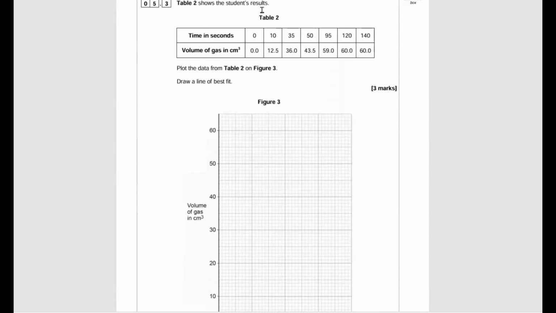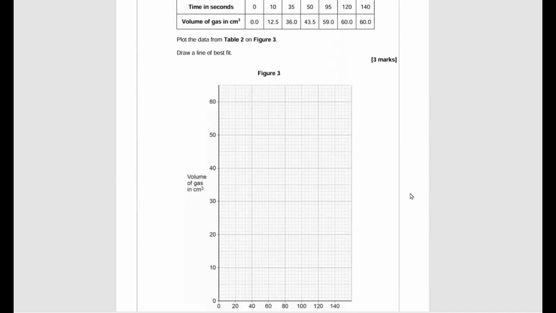5.3, table 2 shows the students' results. We've got the time in seconds, and we've got the volume of gas being given off. Plot the data from table 2 on here. Draw the line of best fit, 3 marks. You're getting 2 marks for the plots. You're allowed 1 error, and you can still get the 2 marks with 1 error. As long as the error is only one of these baby squares out from where the plot should be, they'll let you have that. All right, let's scroll down a bit so I can fit everything in.